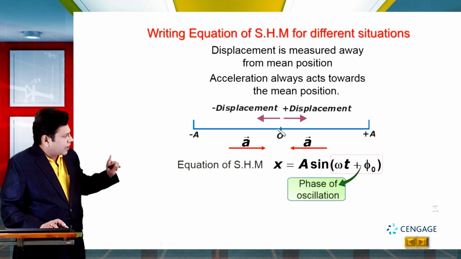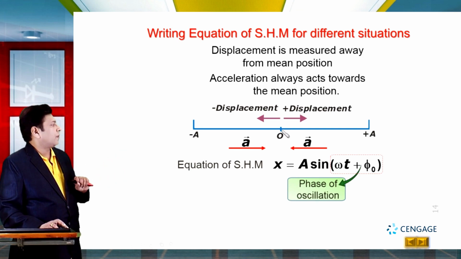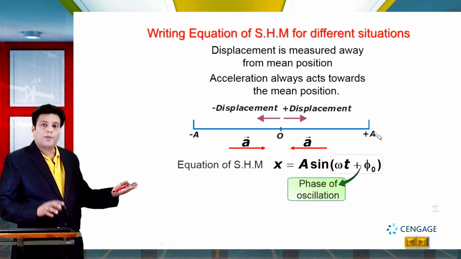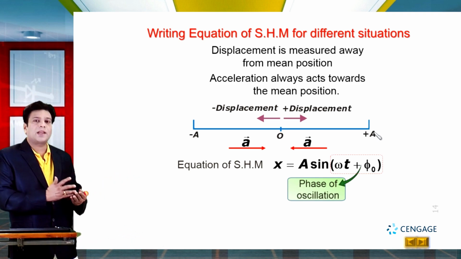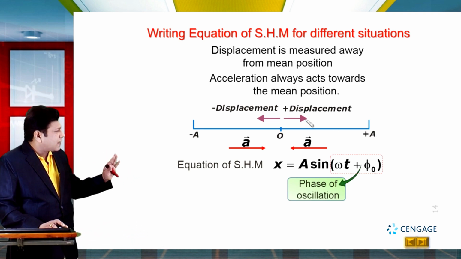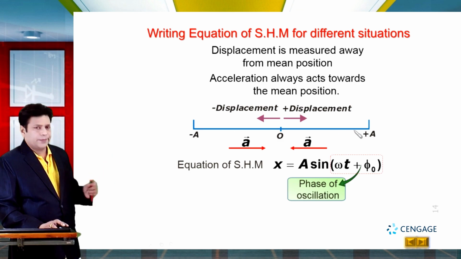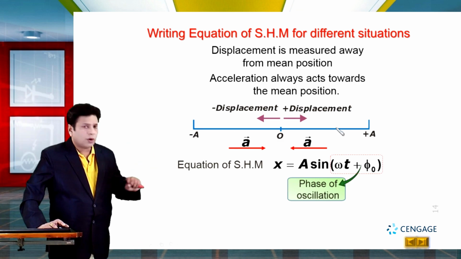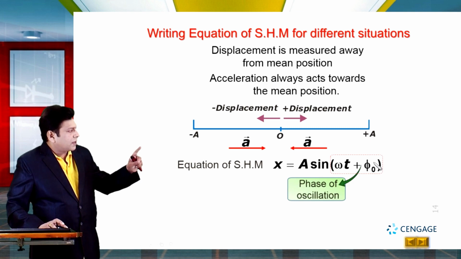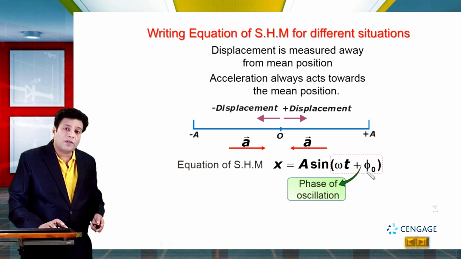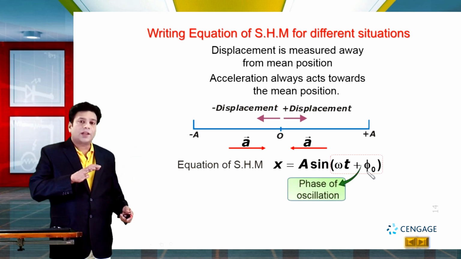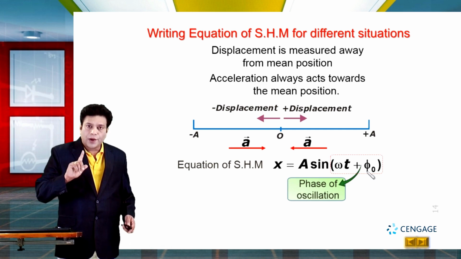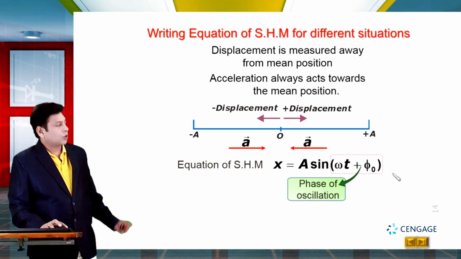The particle may start oscillating from O, the mean position, or from the amplitude position, plus A or minus A, or from any position on this line. For writing the equation of SHM, we need to find the phi naught value, the initial phase of oscillation. So, in this section we will learn how to find the initial phase, phi naught. Let us take situation number 1.